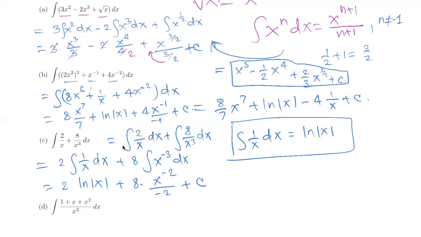This could be the final answer, or if you simplify, 2 natural log of x. Here is 8, negative 2 on the bottom. 2 goes into 8 4 times, and that's negative 4 x to the negative 2 plus c. X to the negative 2 you can put on the bottom, but this is good enough. The best you can do here is negative 4 over x squared plus c.